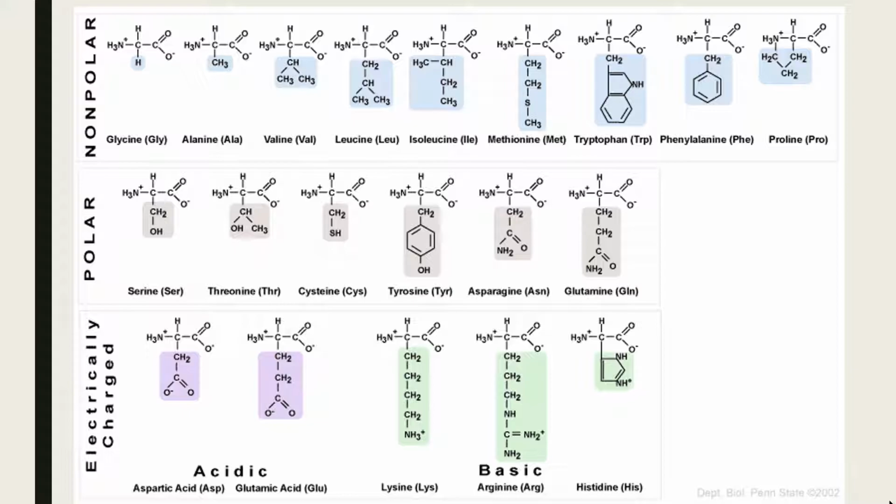So these different amino acids will give each unique protein its own property. Do you have to know this? No, you don't have to know. You just need to know that different proteins will have different properties. And this is mainly attributed to the different types of amino acids that make up the protein.